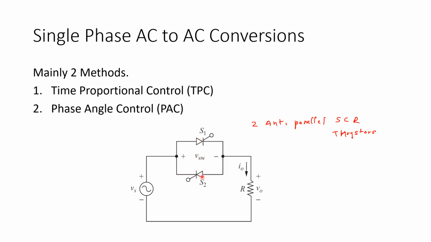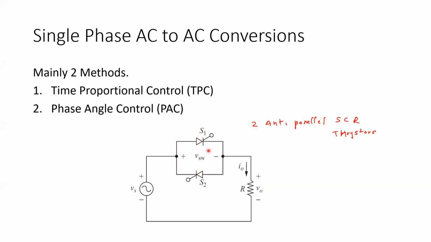If it is a diode, let's consider the positive half cycle. The positive half cycle goes like this, and this diode will conduct and the circuit will complete. When we consider the negative half cycle, current will flow like this, and this diode will conduct and the circuit will complete. So if these two components are ideal diodes, there will be no effect on the circuit.